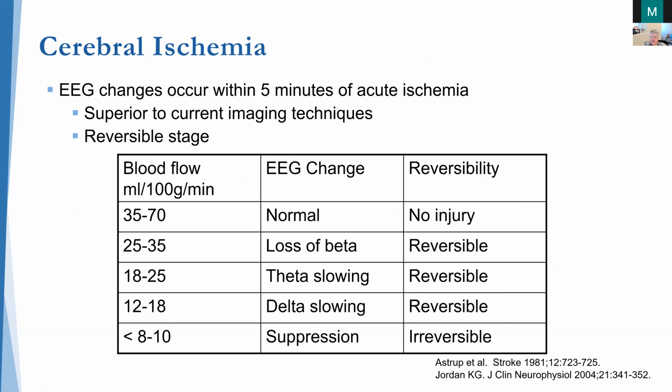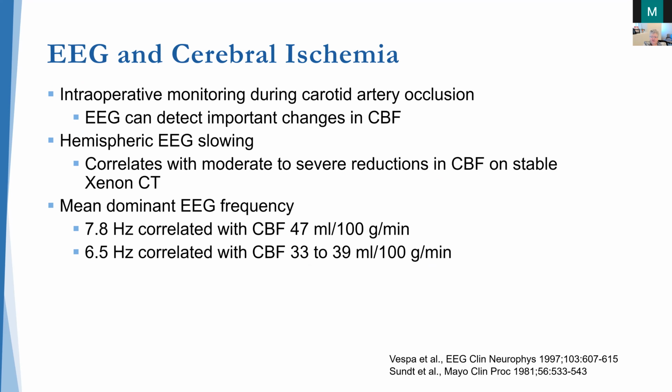All right, so I'm going to come back now to our sort of representation of the EEG changes that occur with ischemia, and talk about some of the clinical uses of EEG and quantitative EEG. So it was first noted that EEG could be useful during monitoring for occlusion of the carotid artery during carotid endarterectomy. And that EEG could be very useful in detecting changes in cerebral blood flow.